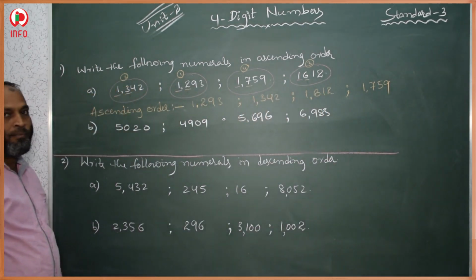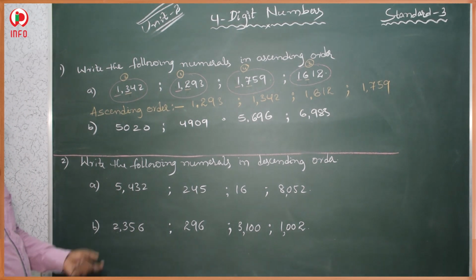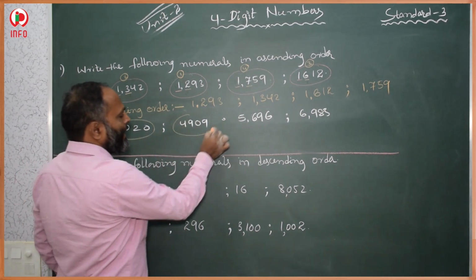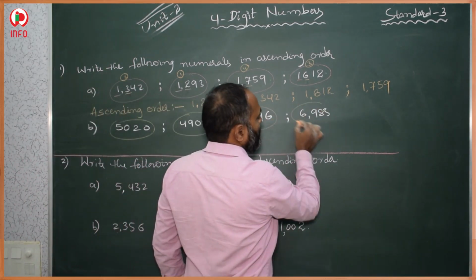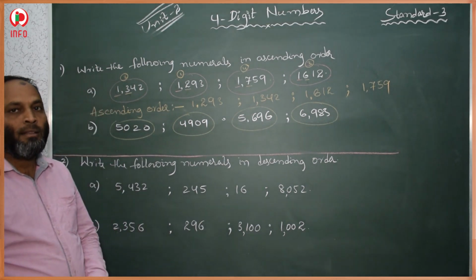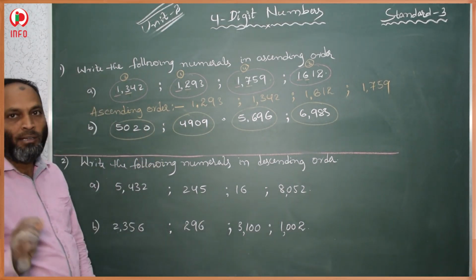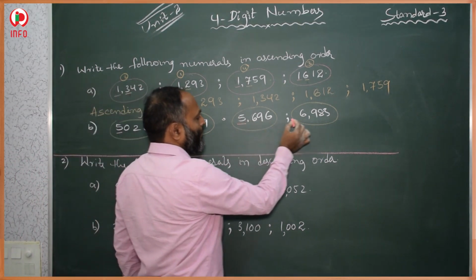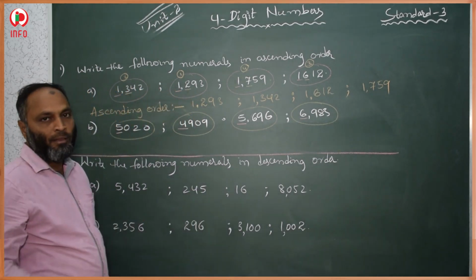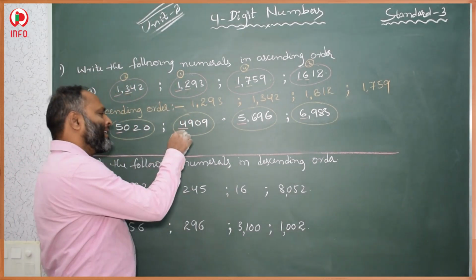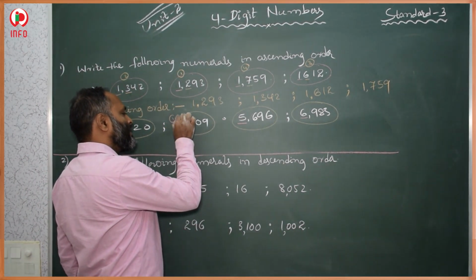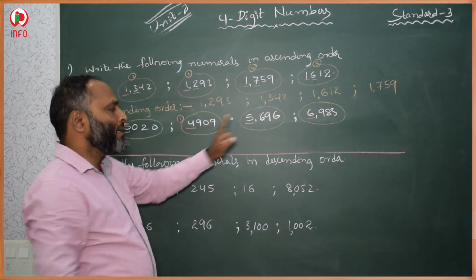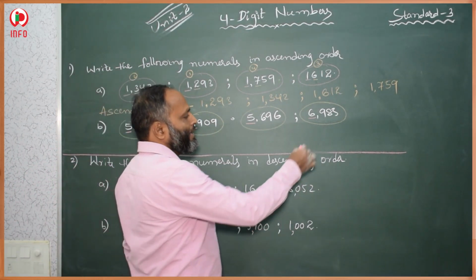This is our first question. Second question, the same question, ascending order only. Again four numerals are given. This is the first numeral, this is the second, this is the third, and this is the fourth. In this also we have to follow the same pattern. First we have to check the thousands place value. This is 5, 4, 5, 6. In 5, 4, 5, 6, 4 is the least one. This is the smallest one. In 5 and 5, these two are equal, and 6 is the greatest one. So this comes last.